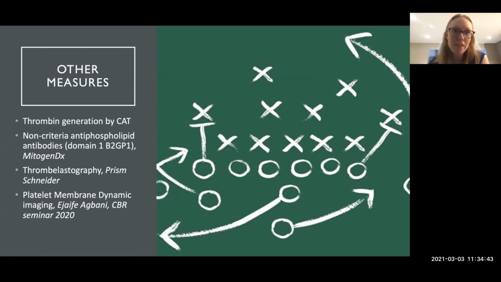And we're looking at other measures: thrombin generation, a functional measure, thrombin generation by CAT, other antibodies, including domain 1 beta-2 glycoprotein, looking at TAG, and platelet membrane dynamic imaging with Dr. Agbani, who's in Calgary, and I saw gave a seminar in the fall, at least on the list of speakers. So a lot of this is coordinating where the blood is going and what the different requirements are, and how we can share samples to really learn more about these highly complicated patients with APS.